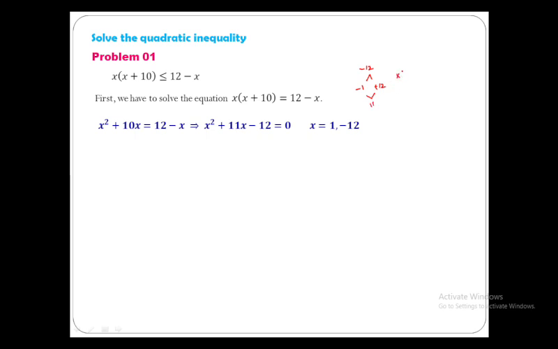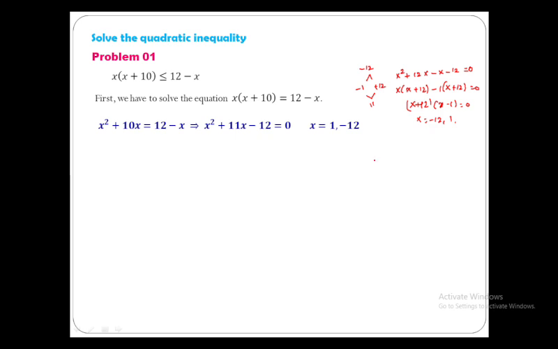So x squared plus 12x minus x minus 12 equal to 0. Let's take x as common from the first two terms. We can get x plus 12, and minus 1 taken as common, we can get x plus 12. Here we can take x plus 12 as common: x plus 12 times x minus 1 equal to 0. x is equal to minus 12 and 1 to be the solution.